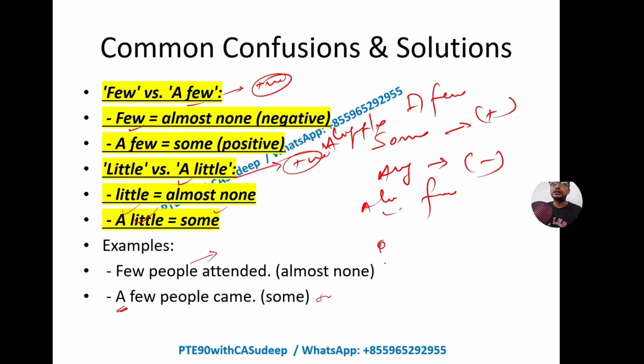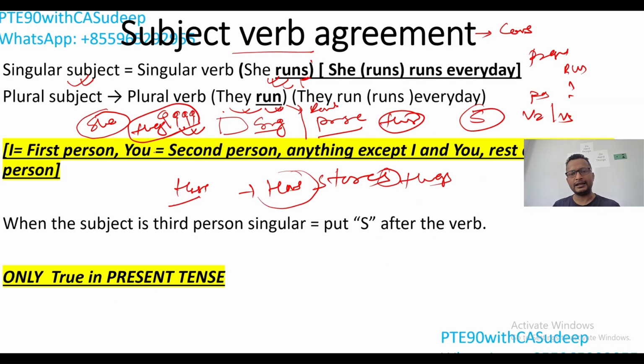Next, I have a question. Do you think money is a countable or uncountable noun? Money. Can you count money? Countable or uncountable? Think about it. Tense, and then in the present tense.